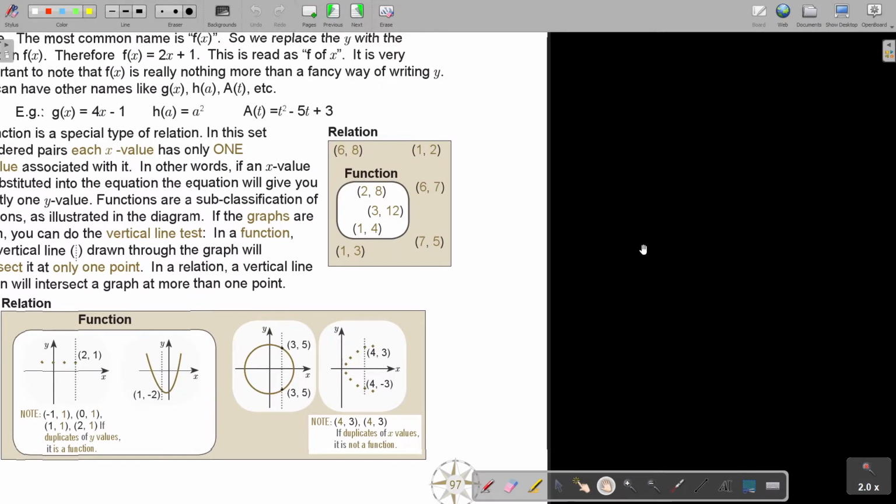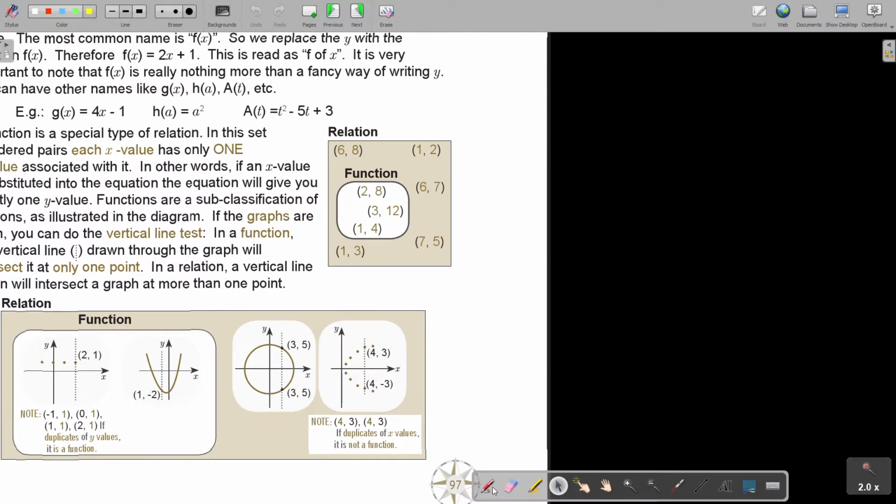I just want to read you the notes. Let's start with this one. (-1, 1). So if there are duplicates of y values, it is a function. So the y value can repeat. Do you see? It's different x values, but the same y value, then it's a function. But if I see for one x, I have two different y values, do you see this? If there are duplicates of x values, it is not a function.